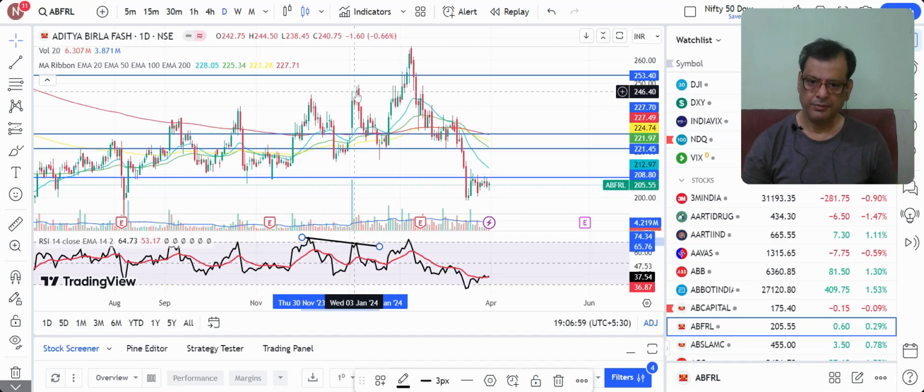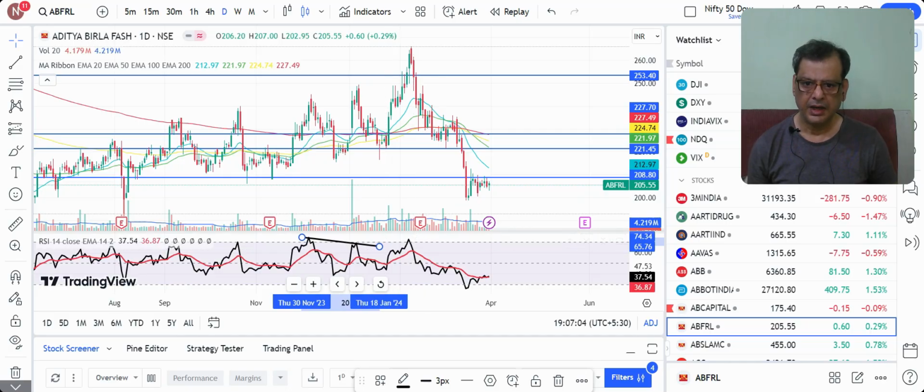Okay. So I showed you one sort of regular divergence here. And if you see here, price has made another higher high. But here, RSI has also made a higher high, so it's fine. Let's look at some other charts.